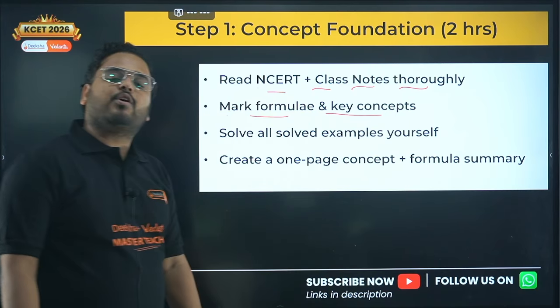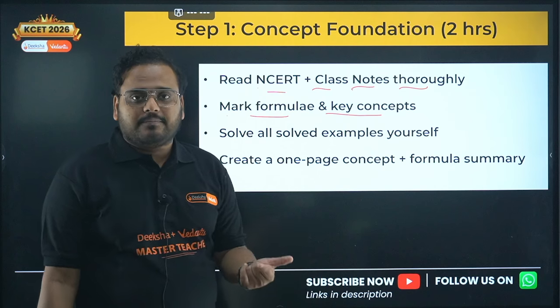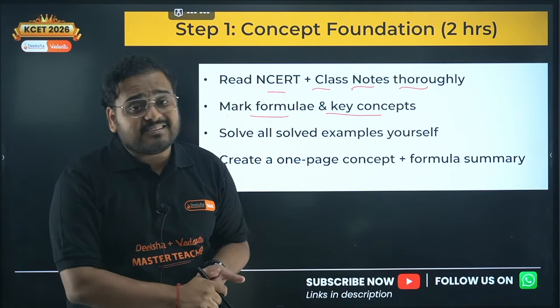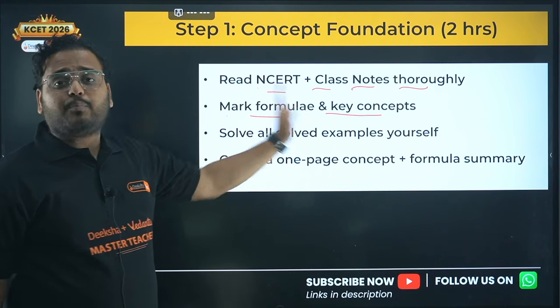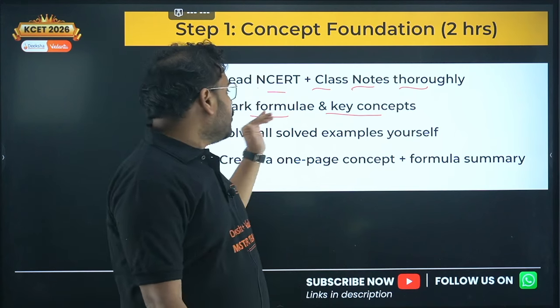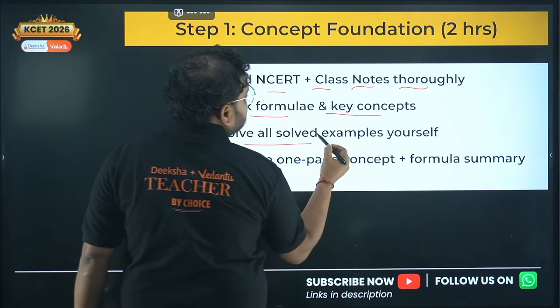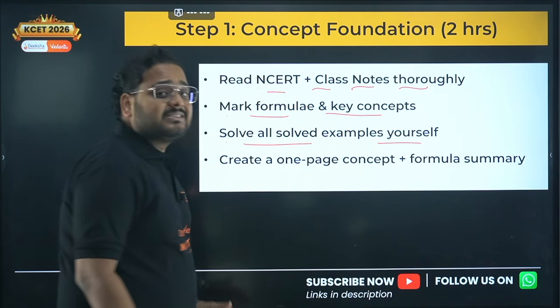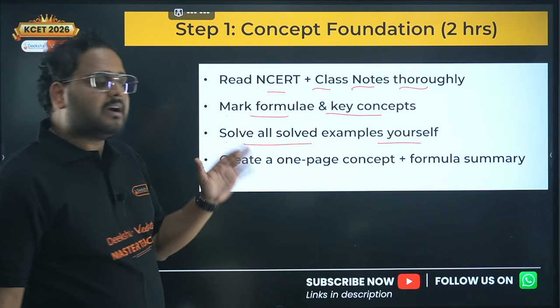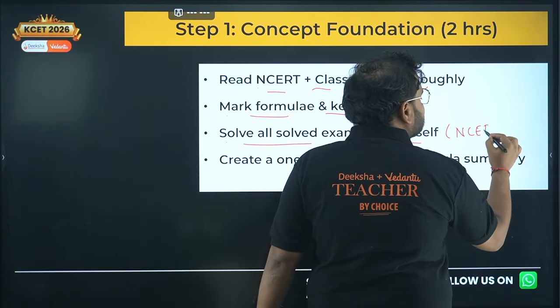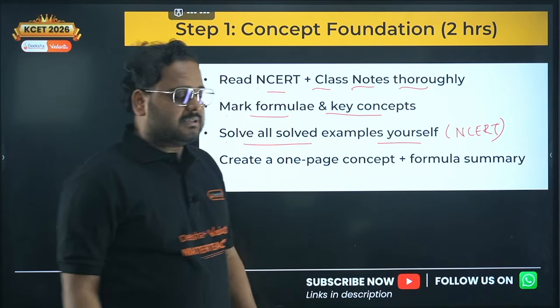Next step is going to be marking the formulas and key concepts. In C&D, what is the key concept? The definition of continuity. Okay, if you go to AOD, you have increasing decreasing functions. So far you have the important formulas of C&D as well. Those you have to mark and remember all the time. Solve all solved examples, okay, yourself. Even though they are solved in NCERT, you have to solve all the solved examples of NCERT. That's a must. You cannot skip the solved examples.